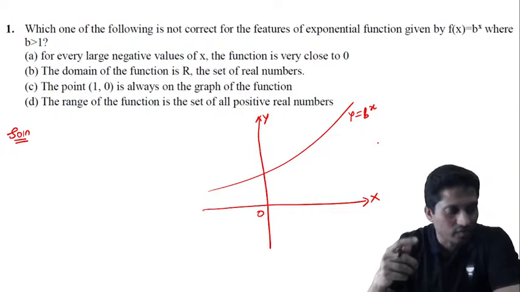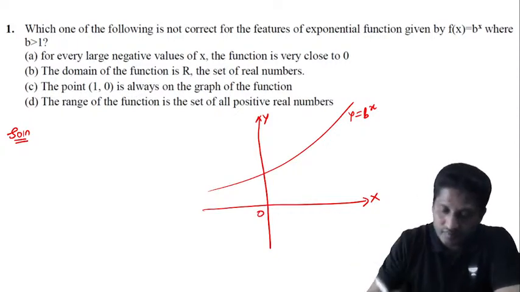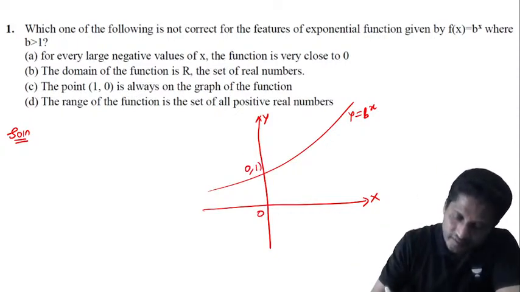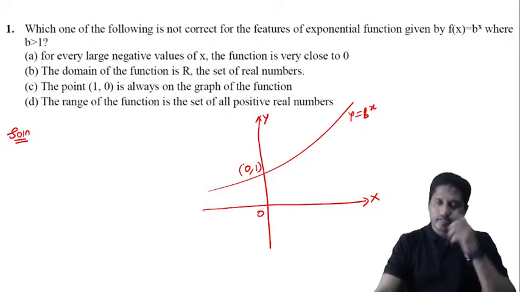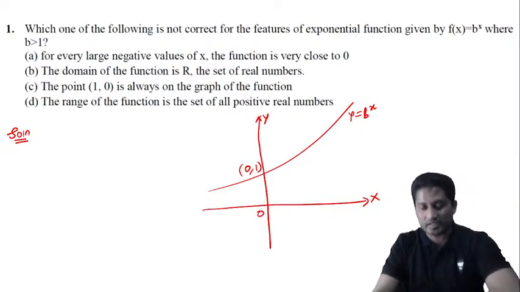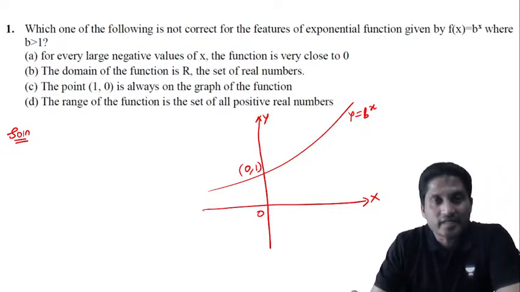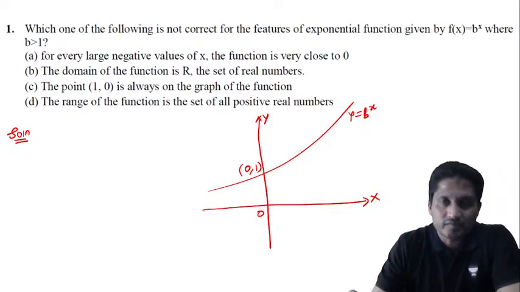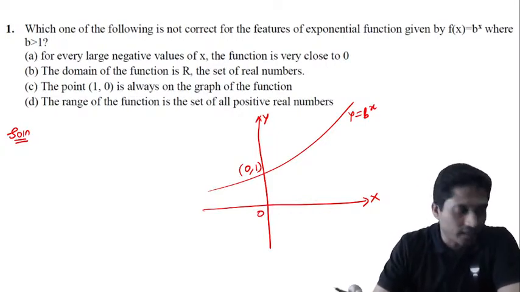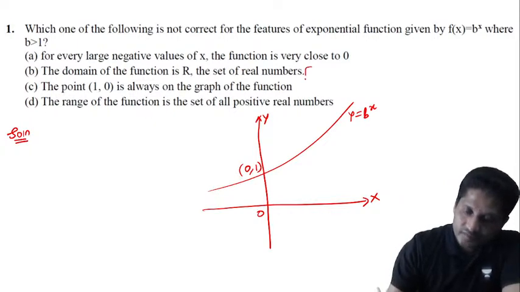Let's say if I take y equal to b power x, the exponential function, obviously it will cut at 0 comma 1. When I put x is equal to 0, you get y equal to 1, so the point is obviously 0 comma 1. Option number 1: for every large negative value of x, the function is very close to 0. The domain of the function is R, the set of real numbers. Obviously this is correct, this is true.